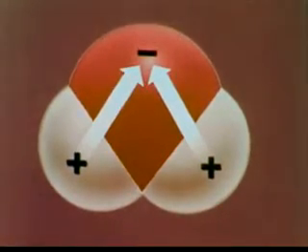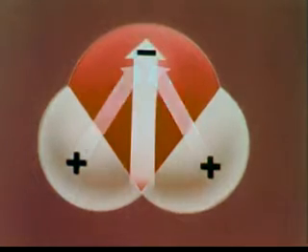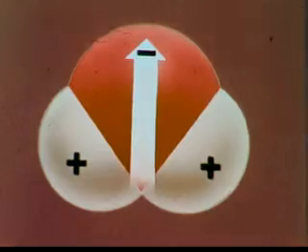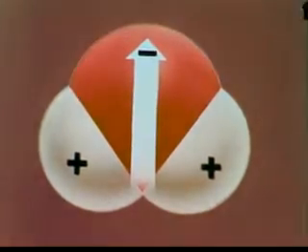Since there are 2 such bond dipoles in water, the combination gives a resultant molecular dipole, even though the molecule as a whole is electrically neutral. The dipole for any molecule can be represented in this manner. One end negative and the other positive.